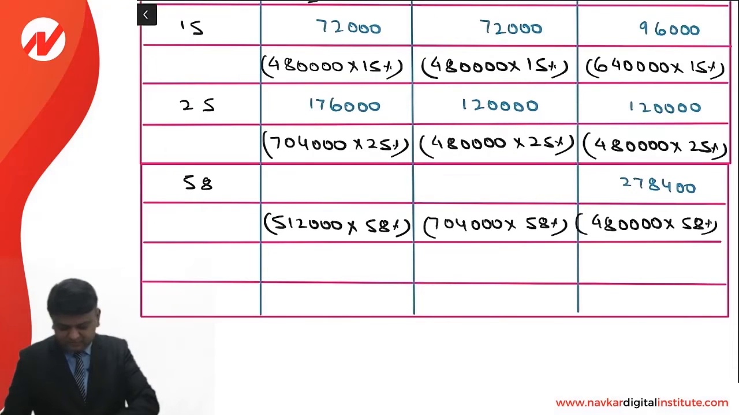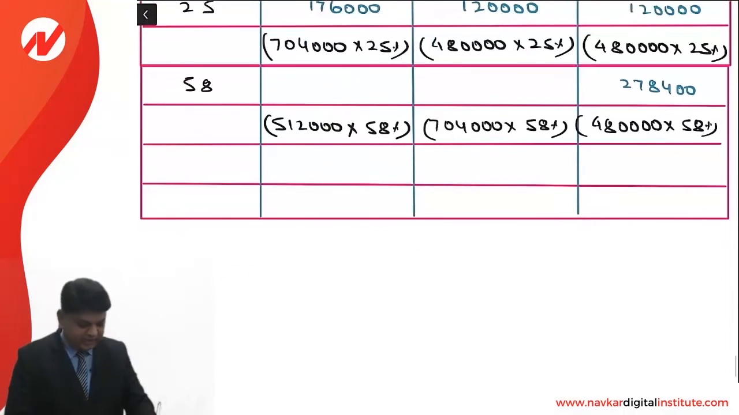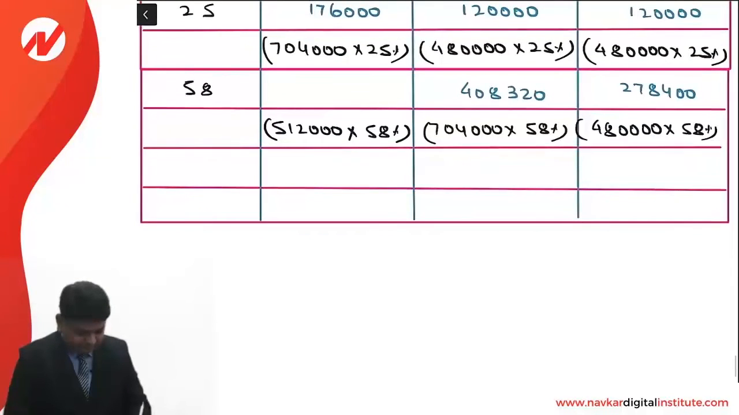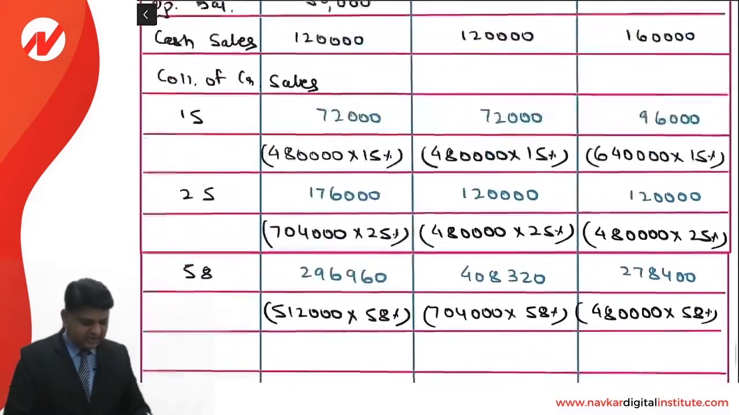7,04,000 into 58%, that will be received in the month of February, 408,320. 5,12,000 into 58%, 2,96,960. This is the way we will have the collection.